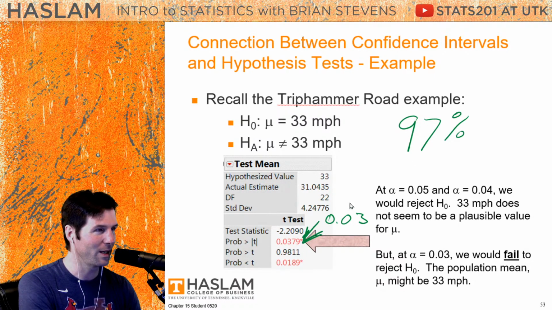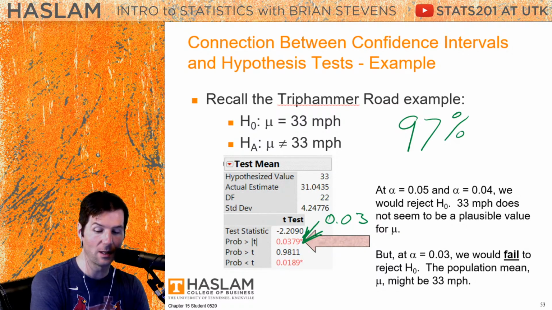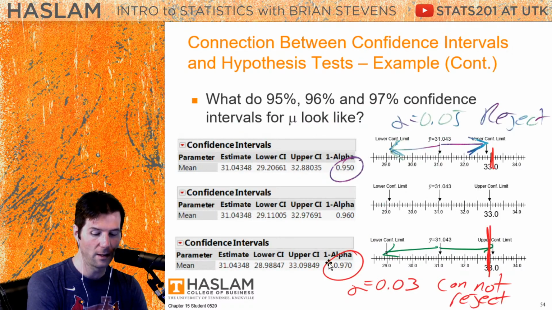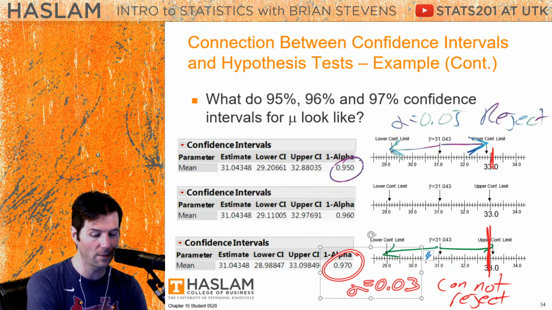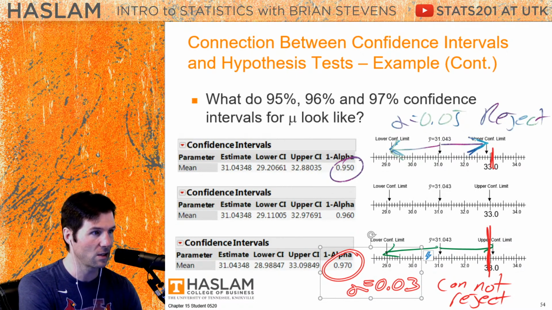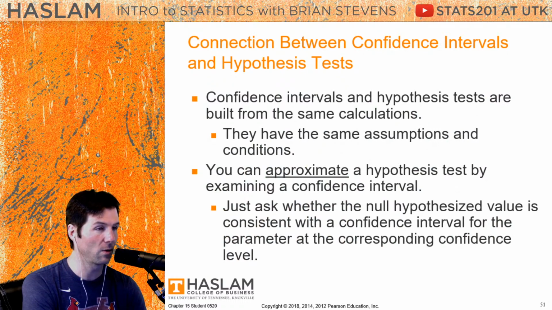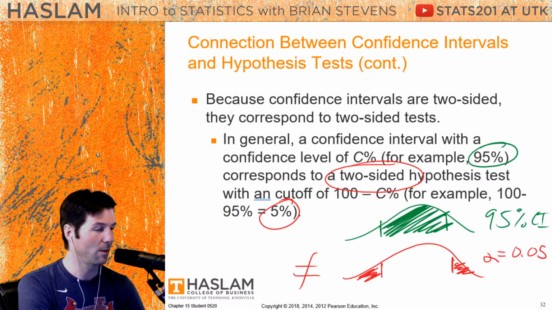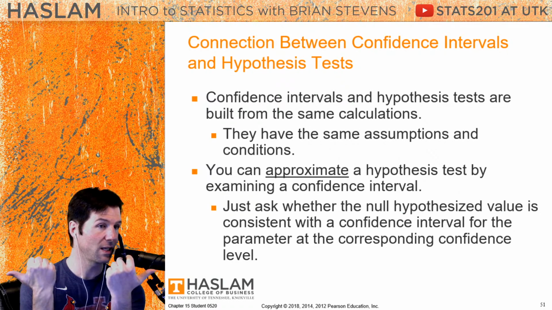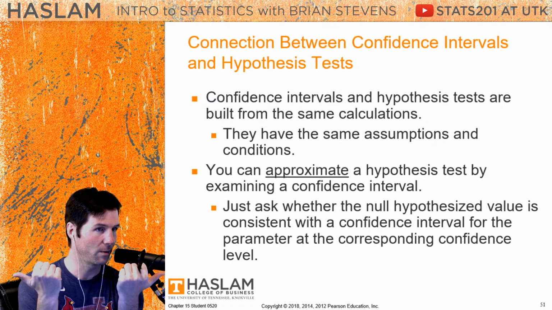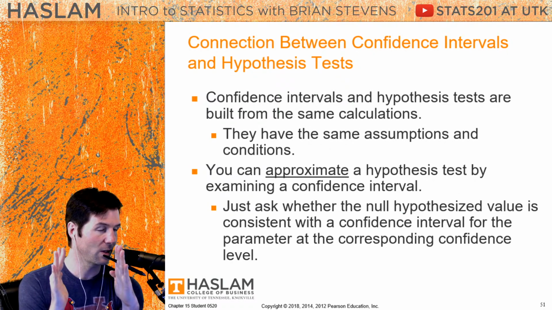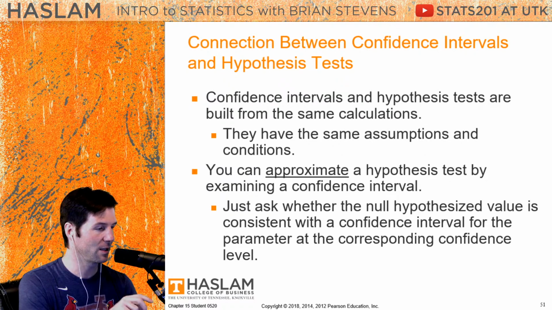p-value is above 0.03, and it would also be contained within a 97% confidence interval. The 97% confidence interval right here has a 0.03 alpha level test connected to it, because a confidence interval and a test will come to the same conclusion. So confidence intervals and tests come to the same conclusion when you use the two-sided test. If it's contained within the confidence interval, you cannot reject it. If it's outside the confidence interval, you can reject it. Does that make sense right there, Ritu?